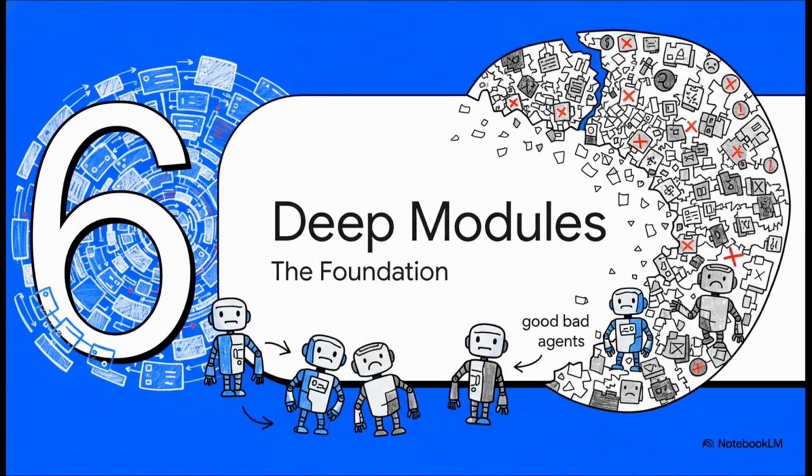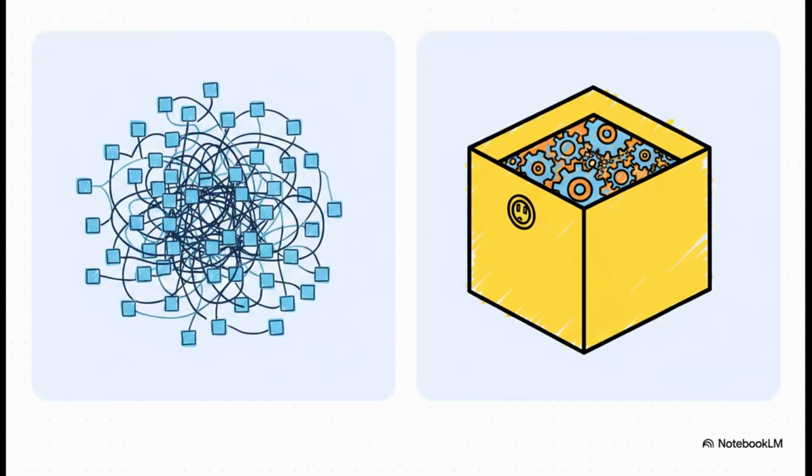And finally, Section 6, Deep Modules, the foundation. We really have to look at the environment where your AI agents actually live, your codebase architecture itself. Because, simply put, bad codebases make bad agents, period. This whole concept comes from John Ousterhout's philosophy of software design. If you have shallow modules, lots of tiny files with heavily tangled dependencies, your AI will just produce absolute garbage because it can't figure out where to draw clear test boundaries.